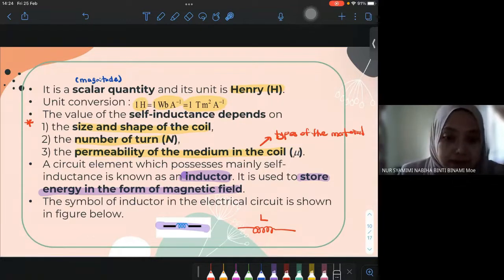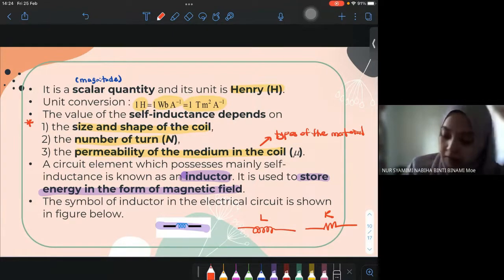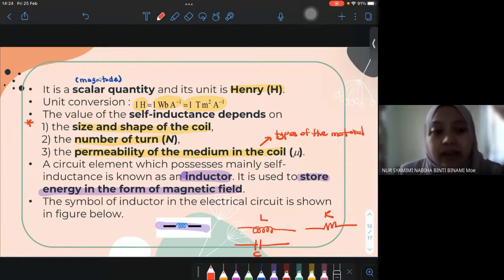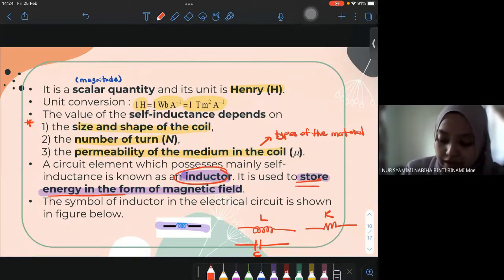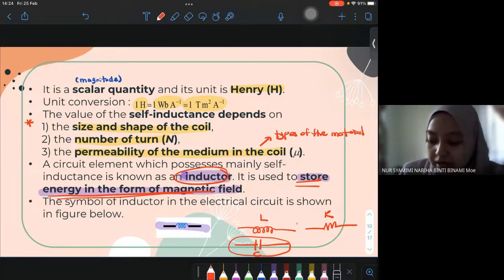Okay, so inductor. Right. Kalau macam ni, ini ialah resistor. Kalau macam ni, ini ialah capacitor. So you have to tahu bezakan inductor, resistor and capacitor. Okay, and soalan juga akan tanya, what is the function of inductor? Ini soalan famous juga. It is to store energy in the form of magnetic field. Okay, capacitor fungsi dia sama, store energy. Tetapi inductor store energy dalam bentuk magnetic field.